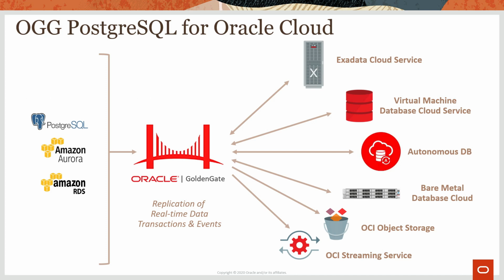So what that means is we can work with customers that are running vanilla Postgres in their own on-premise infrastructure. We can work with customers that are running Amazon Aurora, either fully managed or as part of Amazon RDS. And then, of course, Amazon also hosts Postgres as part of their normal RDS services as well. And GoldenGate can capture from all four of those engines and deliver transactions into the Oracle Cloud starting today.